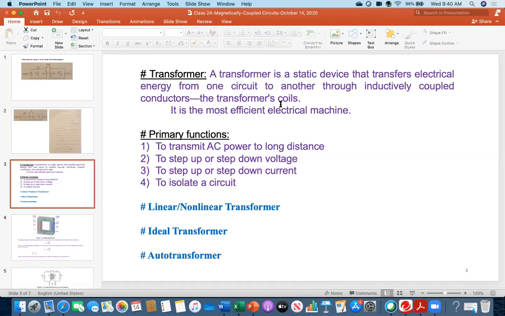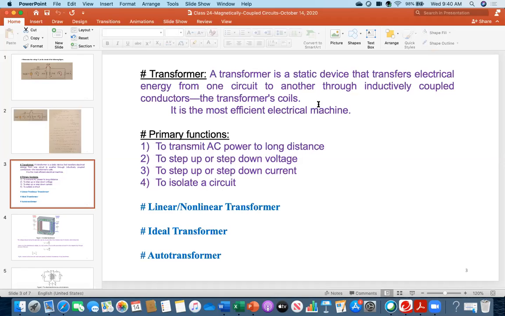Although we will be extensively discussing transformers in the energy conversion class, in this class you all should remember that it is the most efficient piece of electrical equipment. So if in any job interview or FE exam you are asked what is the most efficient piece of electrical equipment, you would boldly say that it is the transformer. And why? Because it is a static device. It does not have any rotating parts.